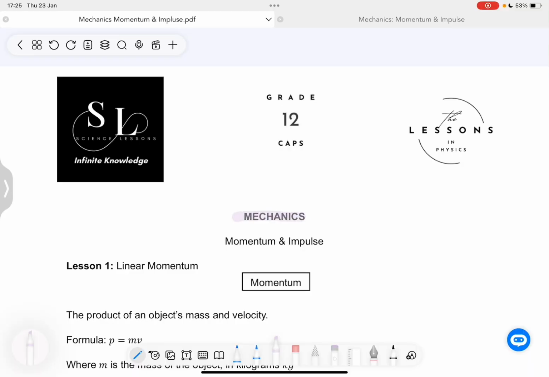The topic of mechanics in grade 12 is an extension of Newton's laws we studied in grade 11. Mechanics in grade 12 focuses on two concepts: momentum and impulse. Lesson 1 will study linear momentum, sometimes called momentum.